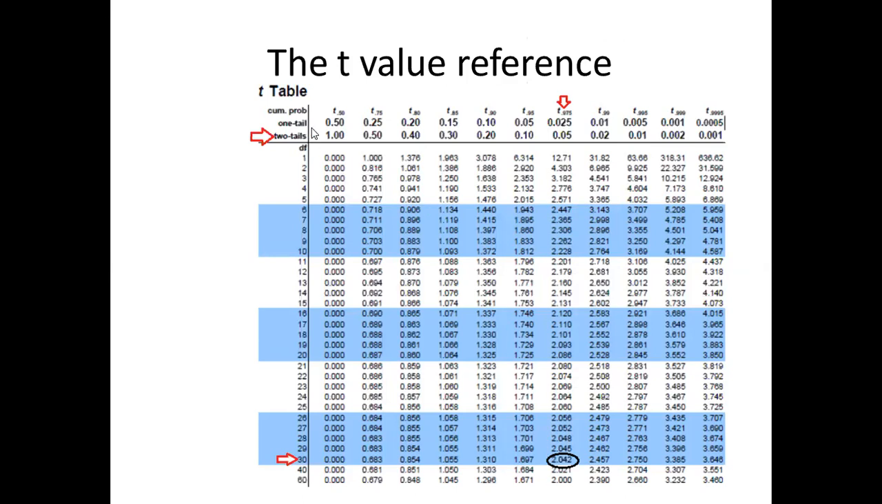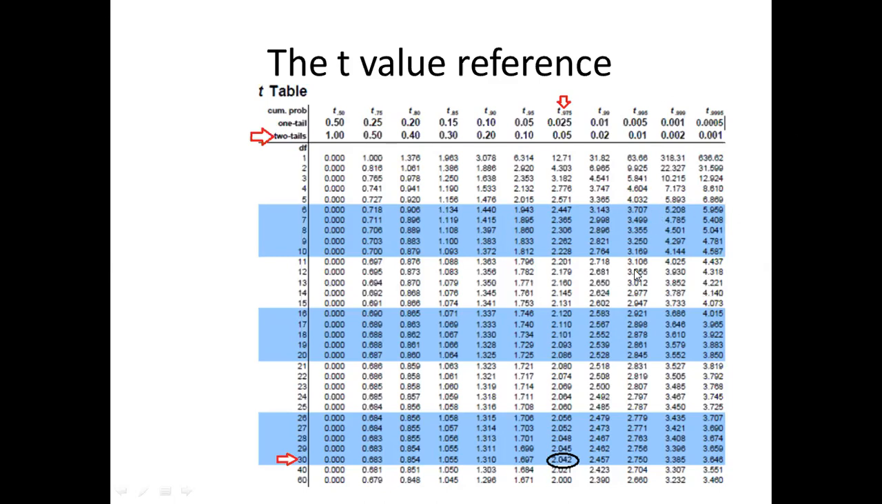The first three rows are for the cumulative probabilities, one tail and two tail, and then we have df, which is an indication of degree of freedom, and all these are the degrees of freedom which are mentioned over here. Okay, and inside the t table are all the t values.